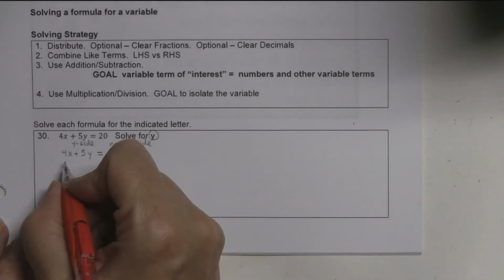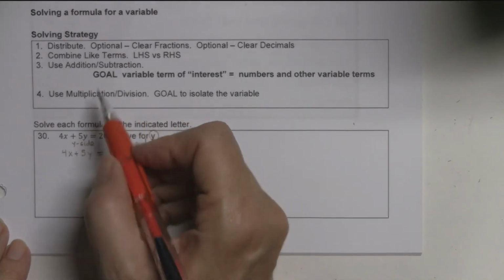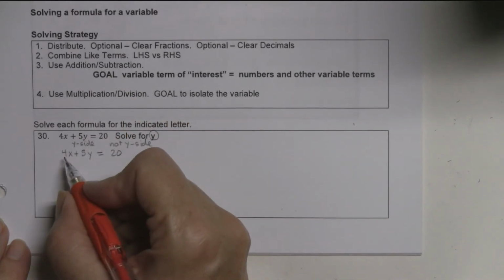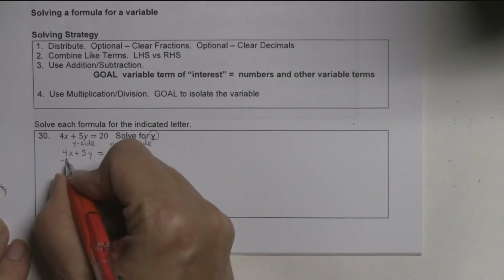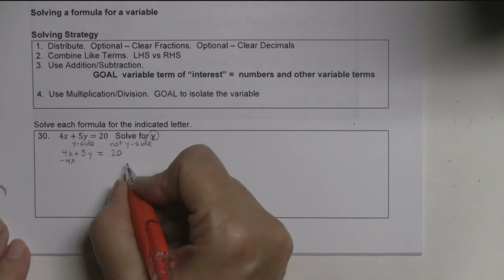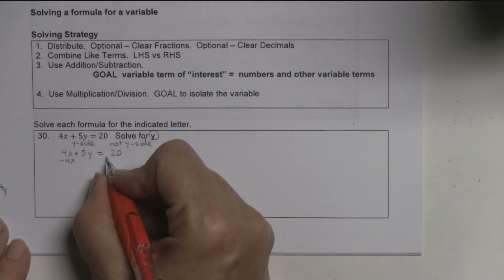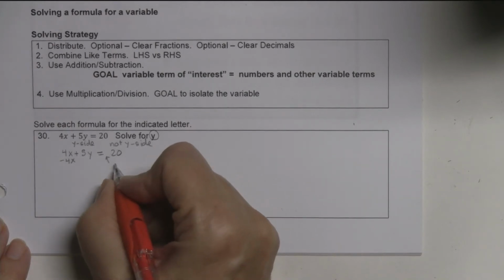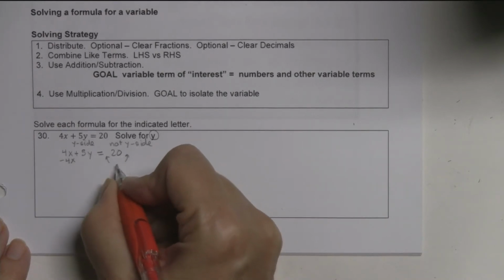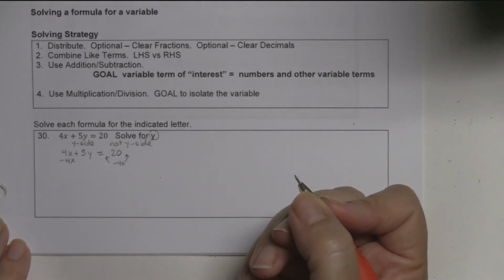And how you move it to the other side is you use addition or subtraction. Because it's a plus on this side, you want to subtract it, the inverse operation. You want to undo the add. Now, I'm going to write minus 4x with the 20, and it's my choice whether I put the minus 4x before the 20 or after the 20. I don't put it both places, but it's my choice which one I do.